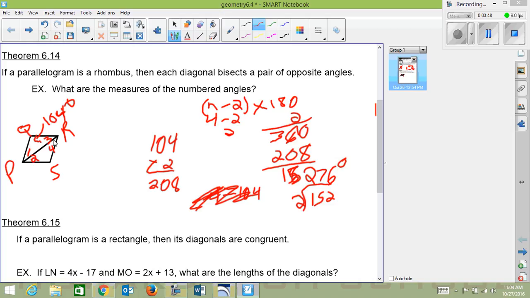So if I use this rule, it says it bisects the angle. So if this whole thing is 76, then each one, because it's being bisected, is 38 degrees. So these two will both be 38, and these two will both be 38. So angles 1, 2, 3, and 4 are all 38 degree angles.